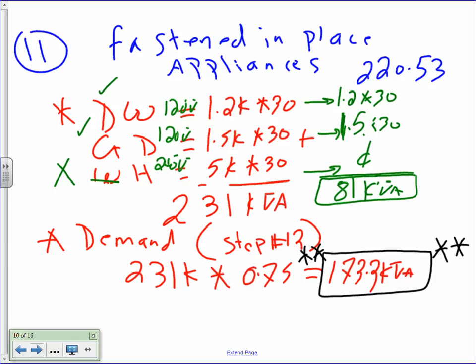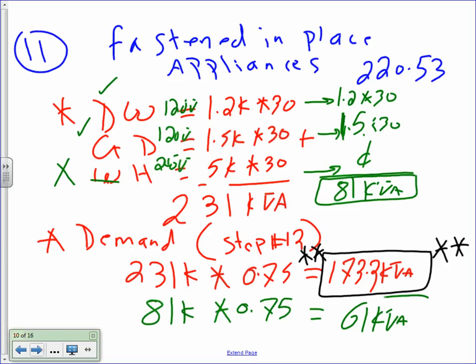Then you're going to apply the demand. You're going to take the 81 kVA and multiply it by 0.75, the same way. And that will get you 61 kVA. And this is the step, the green one, that you're going to carry downstream.